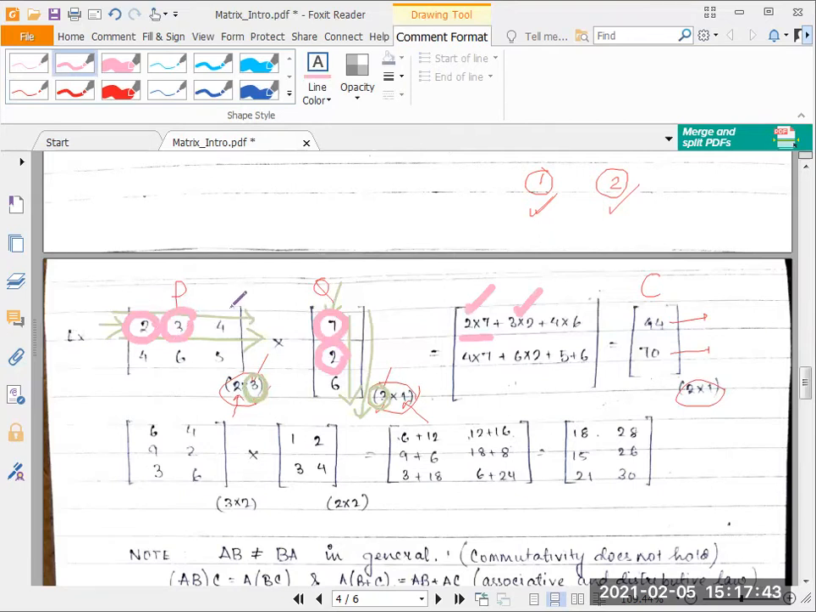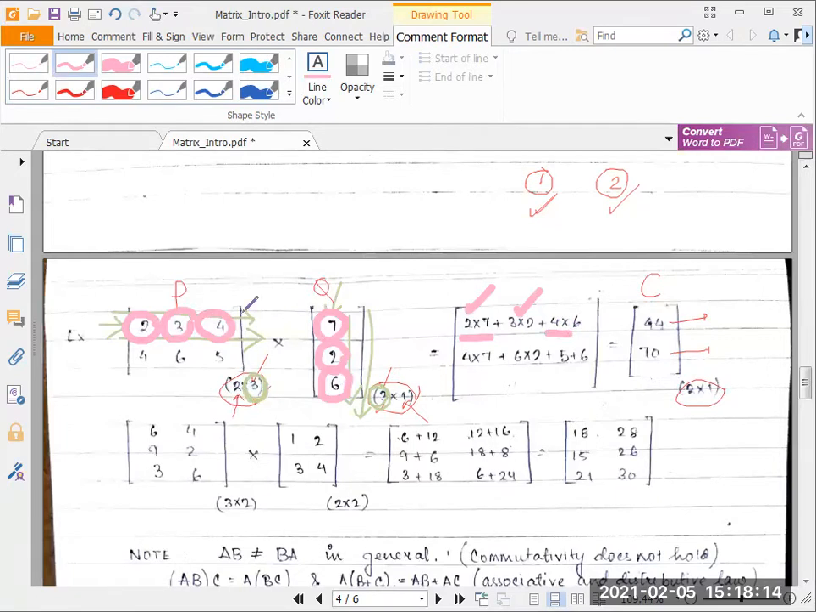Moving further horizontally to the right for the first matrix, we'll have 4 as the next element. And further vertically down for the second matrix, we'll have 6 as the next element. So we have already done 2 times 7 plus 3 times 2 plus 4 times 6.